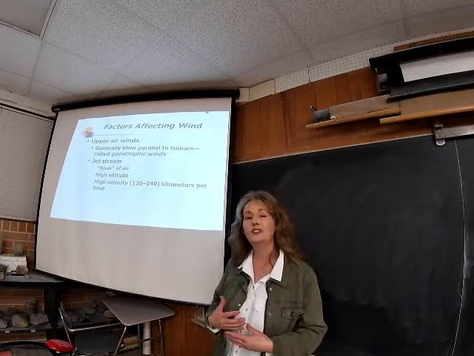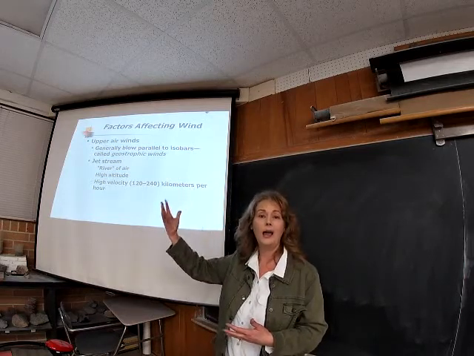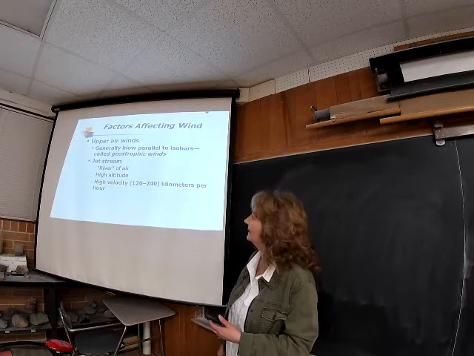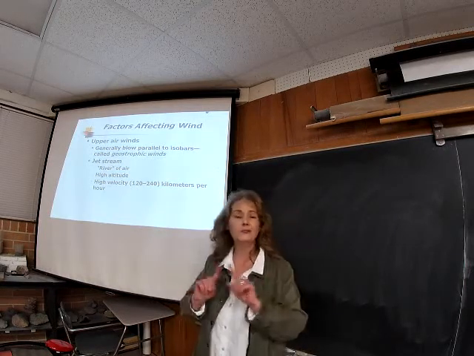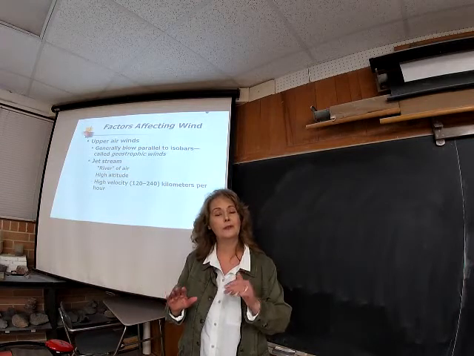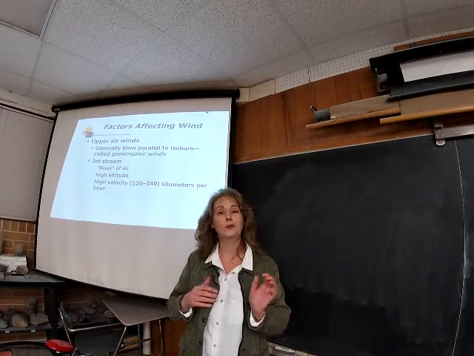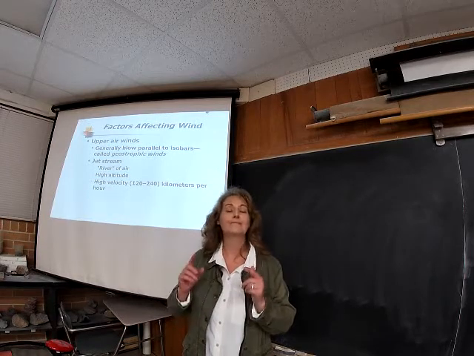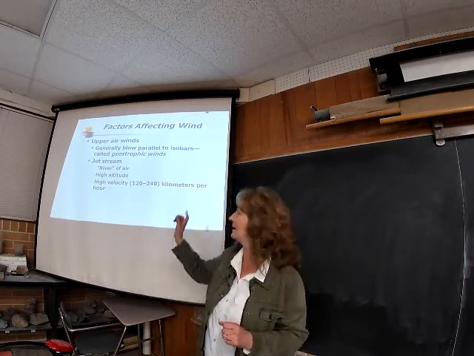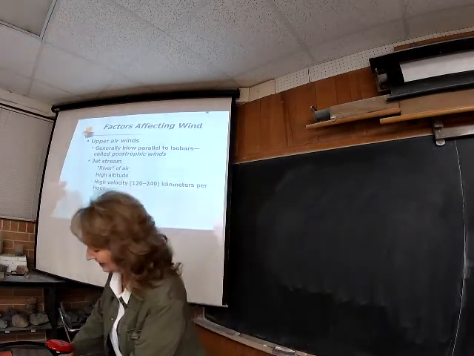But that's known as geostrophic winds, upper high altitude winds. Basically, you just have your pressure gradient force, the horizontal pressure gradient force, and the Coriolis effect. The resolution of those two vectors makes the winds go parallel to the isobars. Very fast moving jet stream.